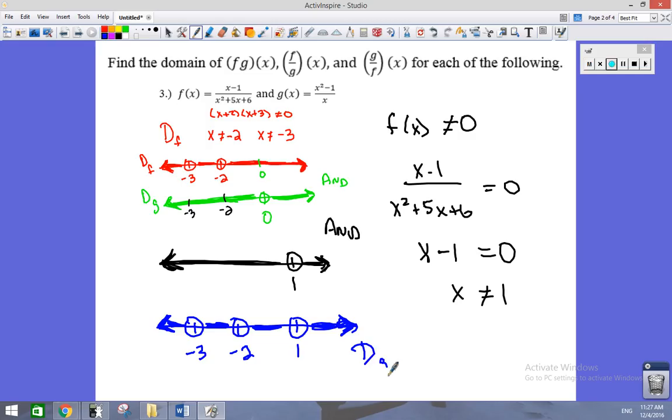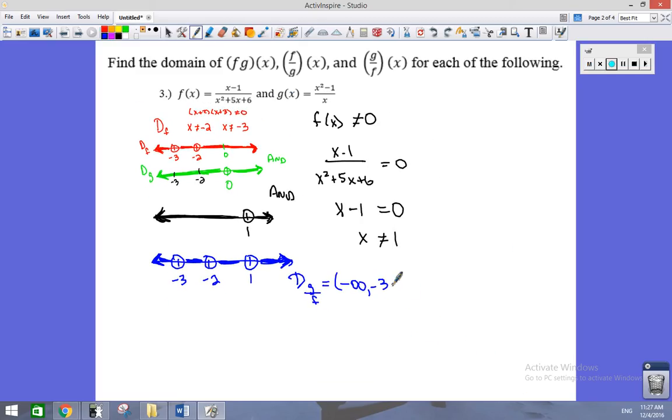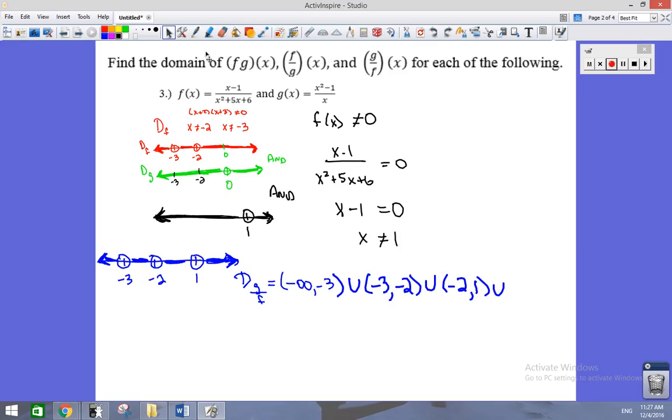So the domain of g over f is all real numbers excluding the number negative 3, excluding the number negative 2, excluding the number positive 1. So there's my domain for g over f, and I hope that helps.